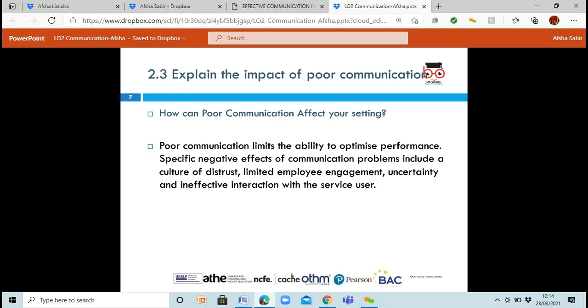2.3 is explain the impact of poor communication. So how can poor communication actually affect your setting? So when you've got poor communication, it's going to limit your ability to have your optimal performance. You're not going to be at your best. It might have negative effects. You know, you might get issues where a culture of distrust is created within the workplace. People are not talking to each other. You've got uncertainty. You're not having good interaction with your service users.